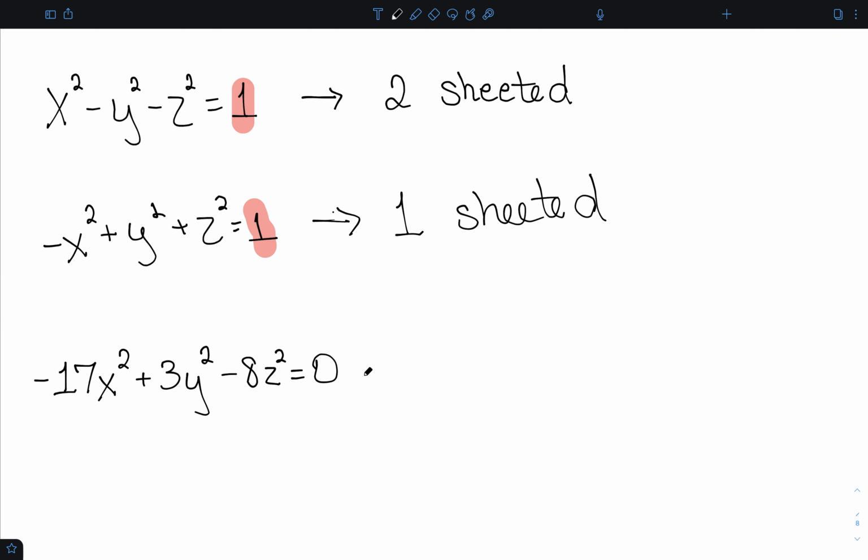So my final question is, what about this one? Negative 17x squared plus 3y squared minus 8z squared equal to 0. This time, I can't set it equal to 1. I can't have my quadratics on one side and my numbers on another, since it has 0. So it looks like I have two negatives, but multiplying through by negative 1 would make me have one negative. So what happens here?